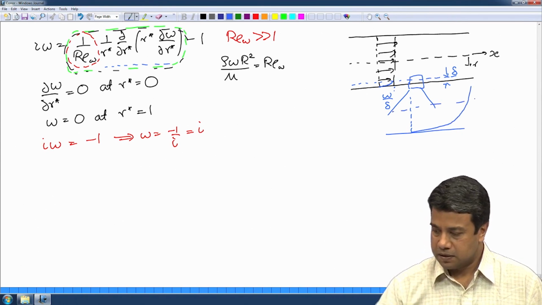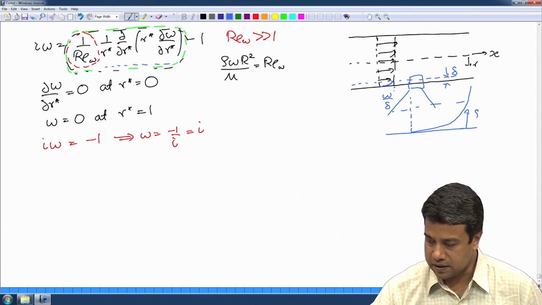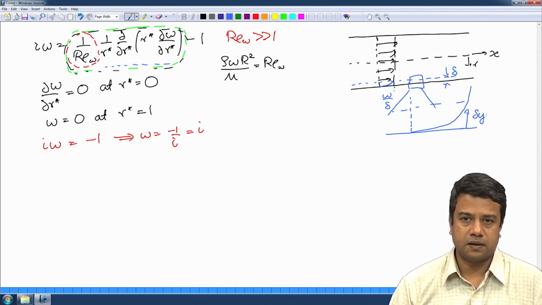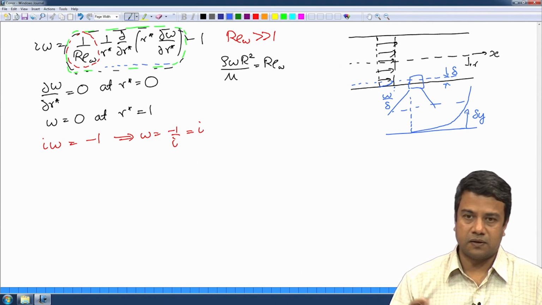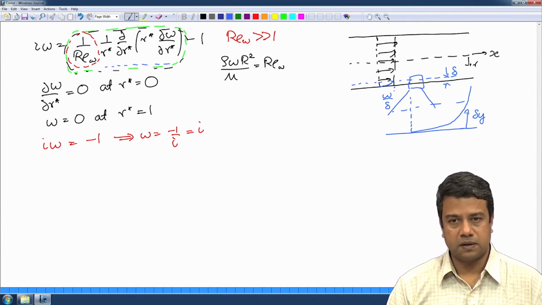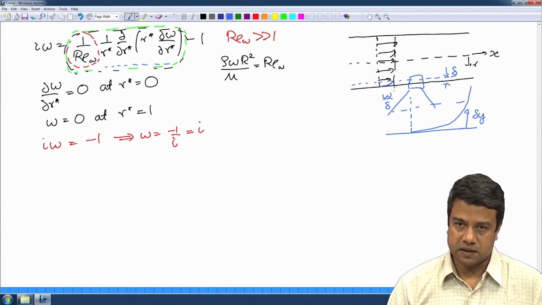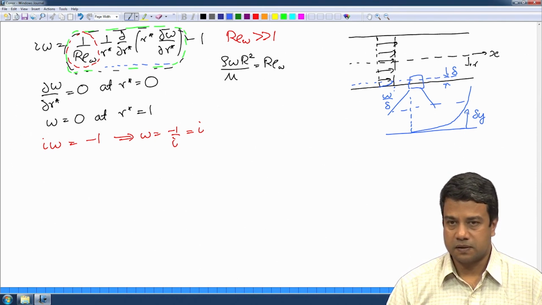So, what I will do is define another coordinate here. I will call it delta times y. Delta is the scaling factor, the scaling that I have to use for the length scale in order to get the inertial and viscous effects of equal magnitude. y is a dimensionless distance from the wall. In the limit as Reynolds number becomes large, delta will become smaller and smaller, y will remain the same.